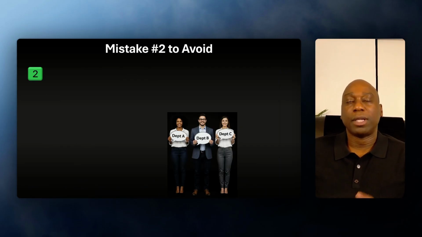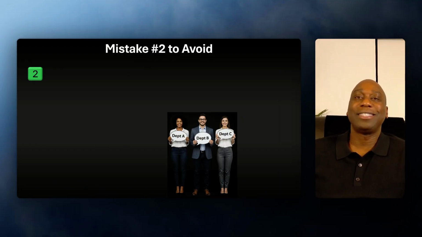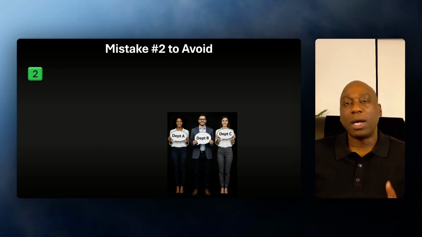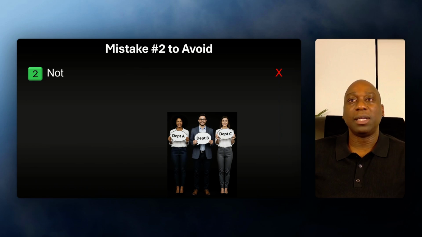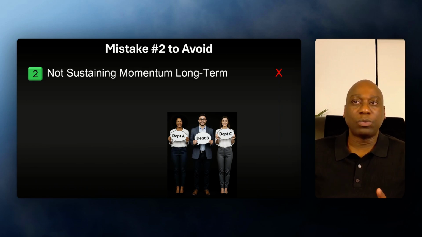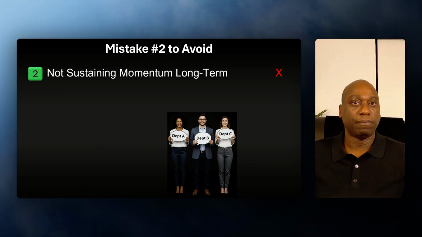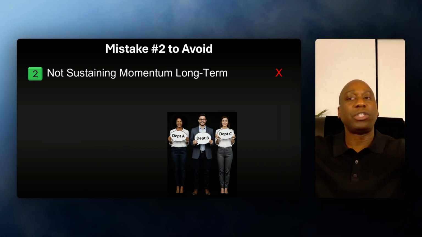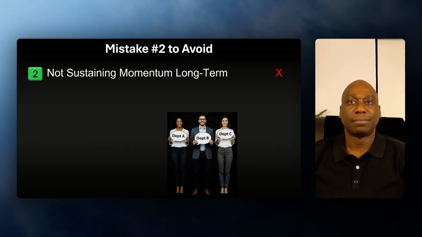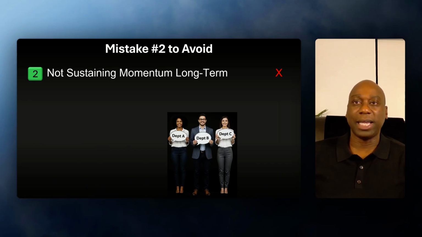Something else. Mistake number two. What is it? Mistake number two is not sustaining momentum long term. One common mistake that I see people doing is they disband the network after the first project. So the project is done. The champion network has been successful. Celebrations have happened. And they shut down the champion network. That is a mistake. If you've done it, that is a mistake.